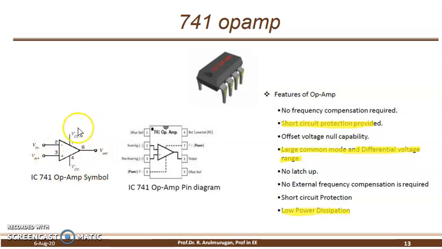So these are the pins utilized; the remaining pins are not utilized, not needed. What are the remaining pins? Pin number 1 is not needed, pin number 8 is not needed, pin number 5 is not needed. So this is important. And what are the features?